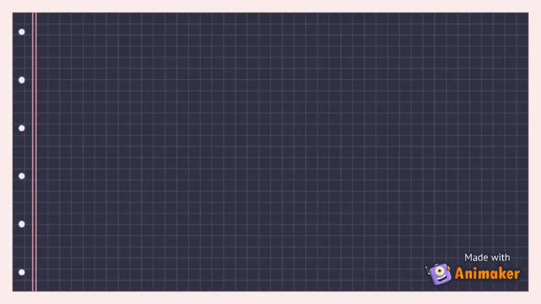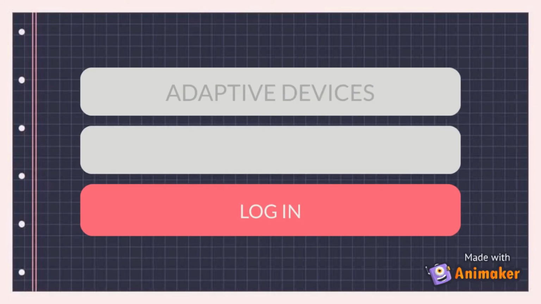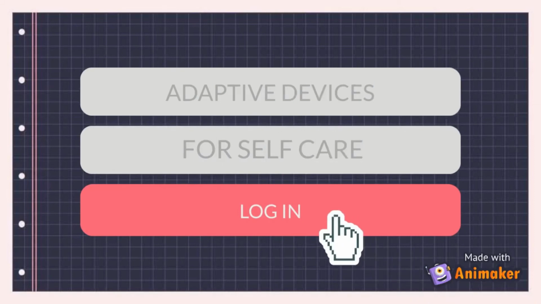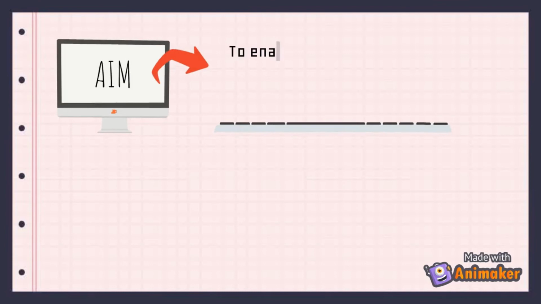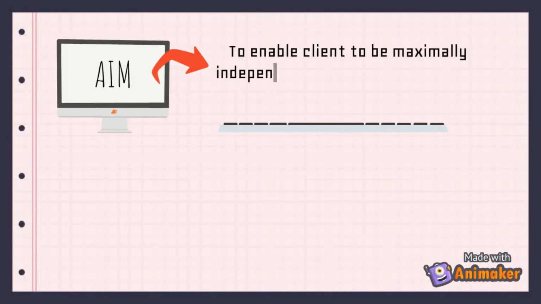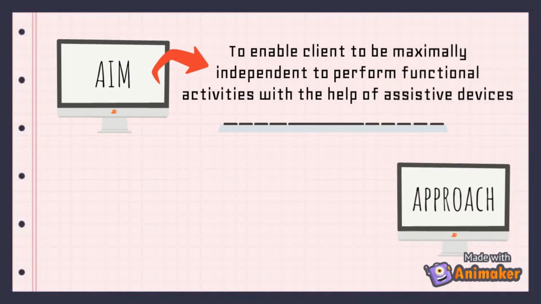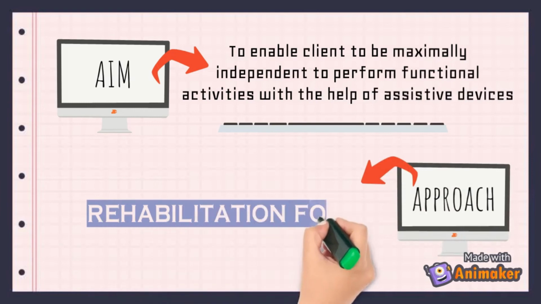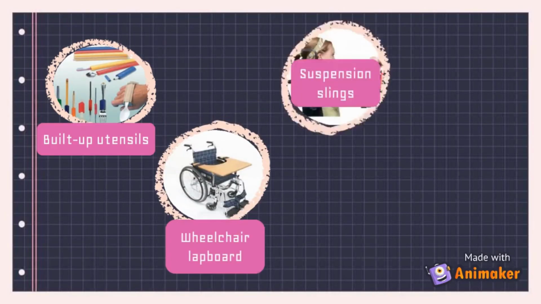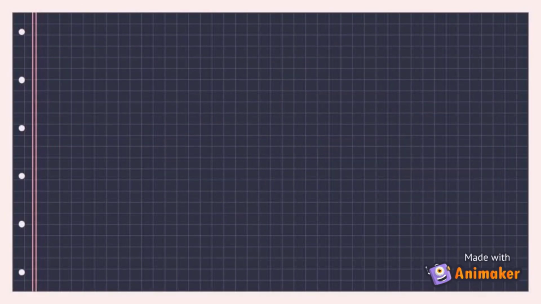So now we will go to the fourth intervention, which is adaptive devices for self-care. The aim of this intervention is to enable the client to be maximally independent to perform functional activities with the help of assistive devices. The approach used for this intervention is rehabilitation FOR. These are some examples of adaptive devices.